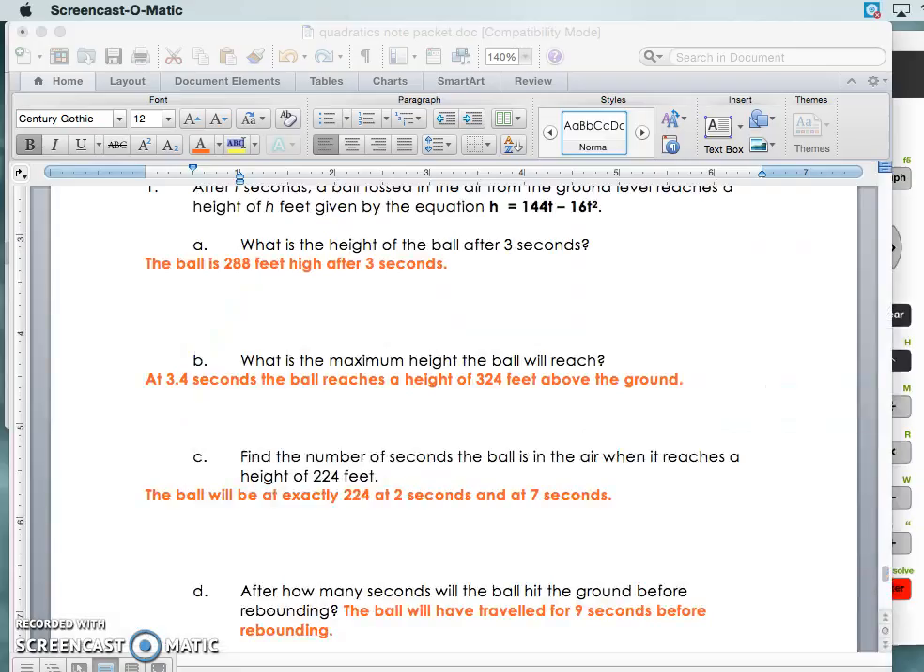Okay, so that pretty much finishes out this example. Let me know if you have any questions.